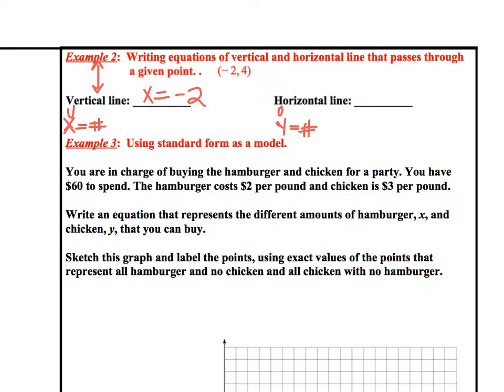So our horizontal line, can someone raise your hand and tell me what my horizontal line equation would have to be? Horizontal lines cut through the y-axis. What do you got, Jackson? Y equals 4. Because it's going to cross the y-axis at 4. That way it hits that point, negative 2, 4.